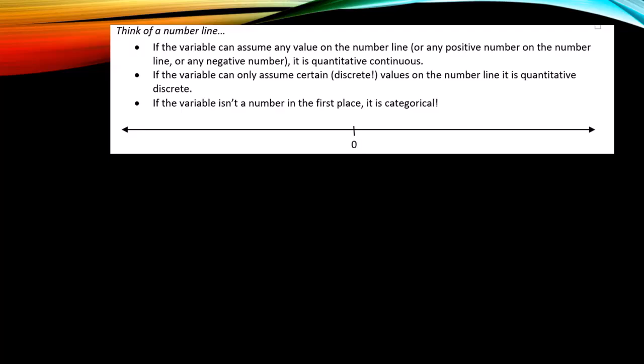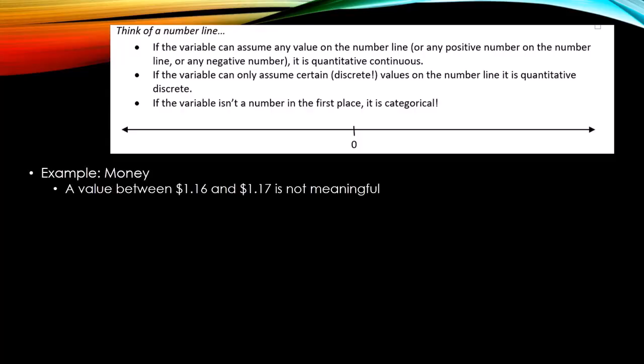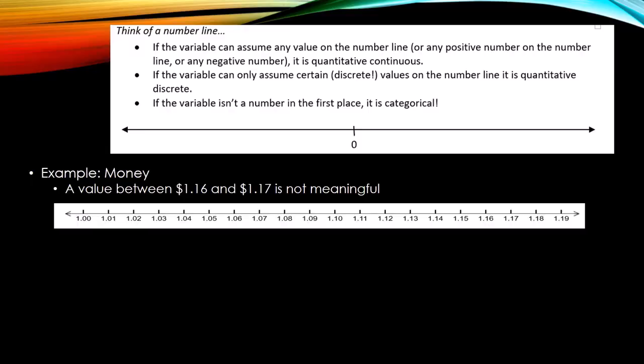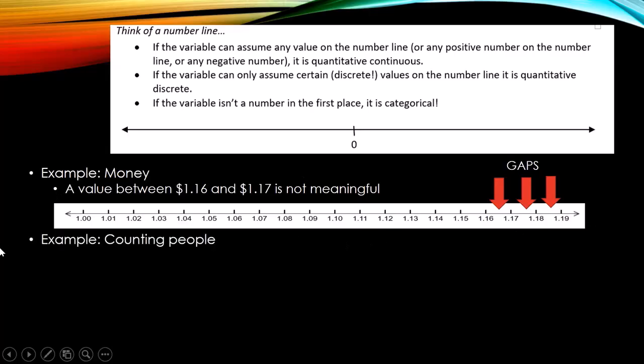Another way to understand the difference between quantitative discrete and quantitative continuous is to think of a number line. One example is money. As I mentioned before, a value in between a single cent is not meaningful. So if I were to use a number line to represent monetary values, it would look like this. And then there would be gaps. Again, in between $1.16 and $1.17, I don't have any physical way to give you an amount of money that's in between those two values. So one characteristic of quantitative discrete data is that if you plot it on a number line, that number line is going to have blank spaces or gaps.